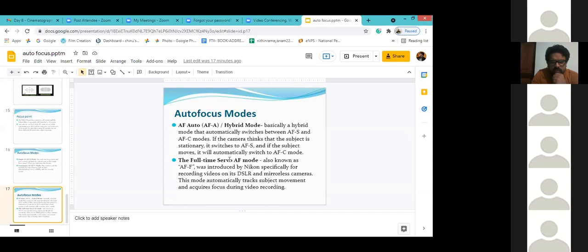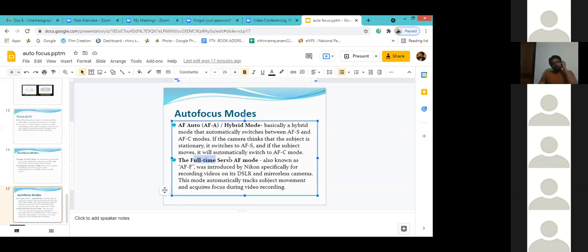But this is only Nikon, I think Nikon has it. The full time servo mode is the AFF. Just read it once.